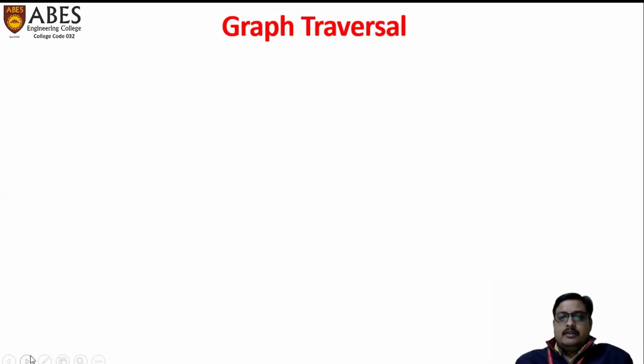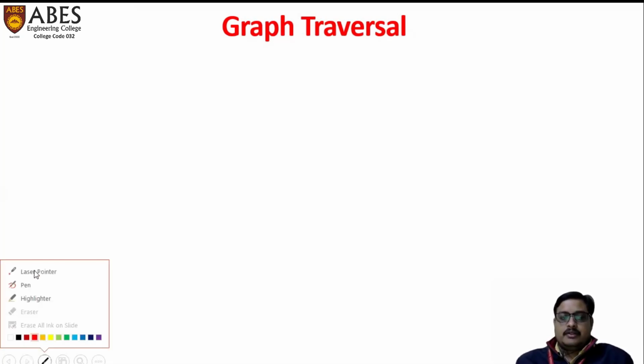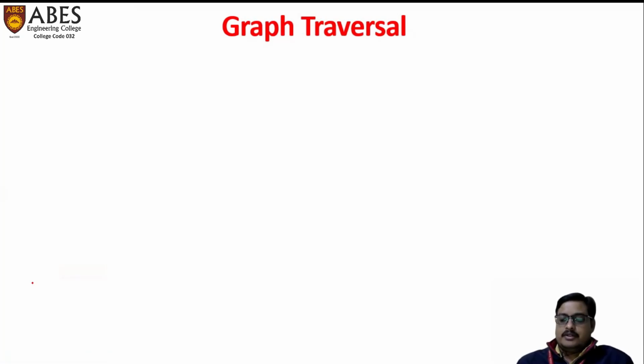So basically here we have two algorithms for the traversal of graph, which is BFS, that is, the full form of BFS is breadth first search, and another one is DFS. So first we'll discuss BFS. So let's begin with BFS.